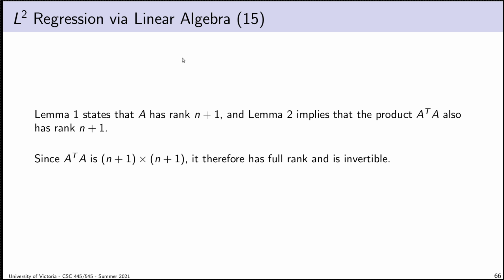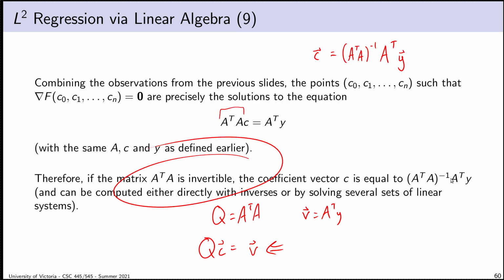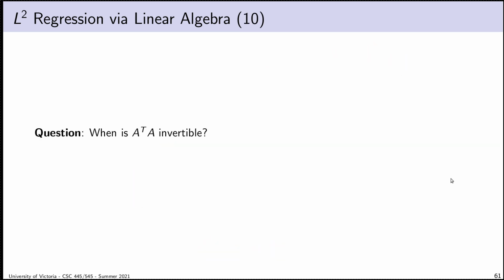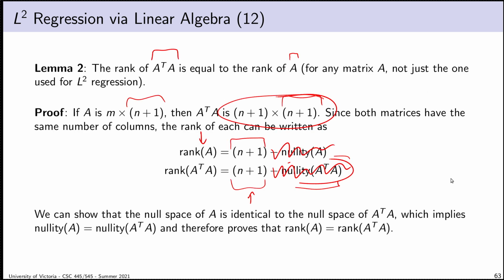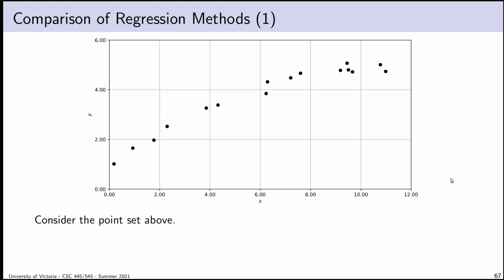So that means that lemma 1 said that A had rank n plus 1. Lemma 2 said that the rank of A transpose A is the same as the rank of A, which means the rank of A transpose A has to be n plus 1. And because A transpose A is an n plus 1 by n plus 1 matrix, it has full rank. That means it's invertible. So the only assumption I have to make to answer this question, when is this matrix invertible? The answer is if all of your x coordinates are distinct, then it's invertible, and you're good. So I think we finally put that one on solid ground.